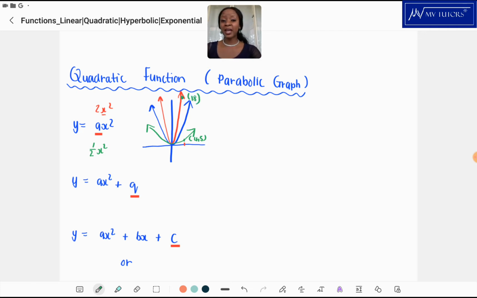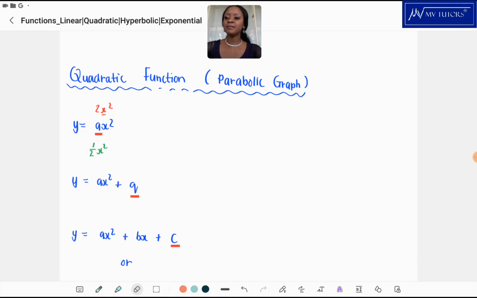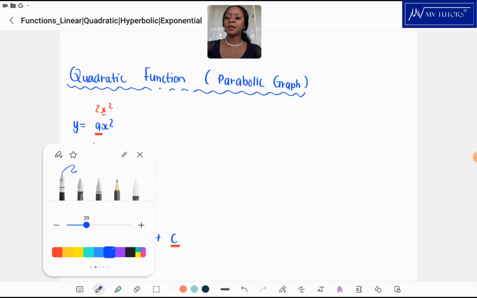So the bigger your a values are, the narrower your parabolic function will be. But the smaller your a values are, I mean less than 1, then the wider. It's going to be quite wide as opposed to being narrow. And the same would happen if you have a sad face parabola. Like I said, you have your maximum value.